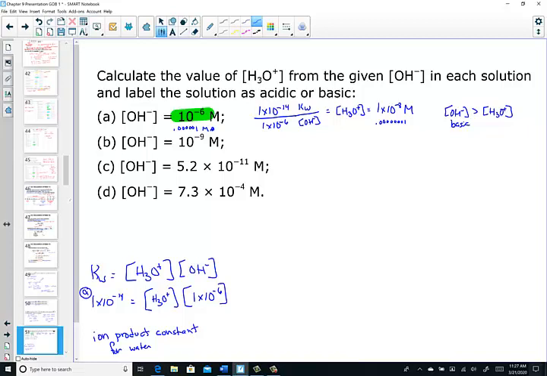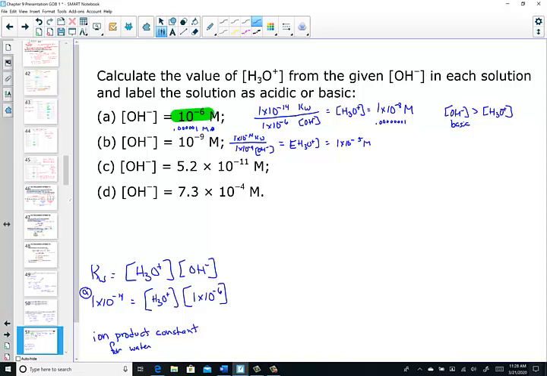Let's try letter B. Letter B, we're going to solve for hydronium, same process, 1 times 10 to the negative 14th, which is your Kw, divided by 1 times 10 to the negative 9th, which is your OH negative. And when you do so, you're going to solve for hydronium. 1e negative 14 divided by 1e negative 9. What'd you find? Well, it's 1 times 10 to the negative 5th power.